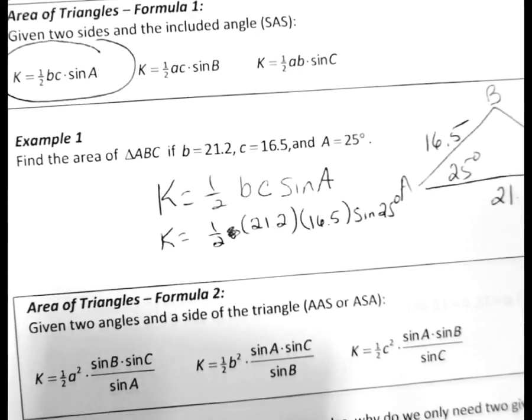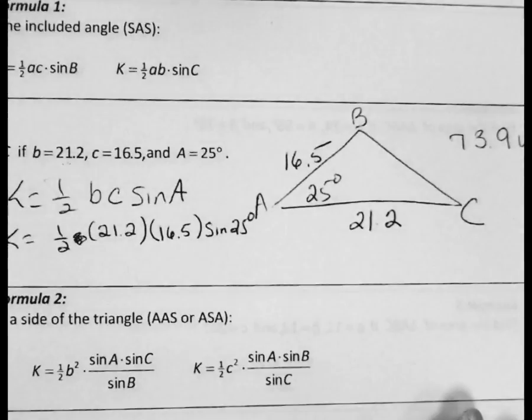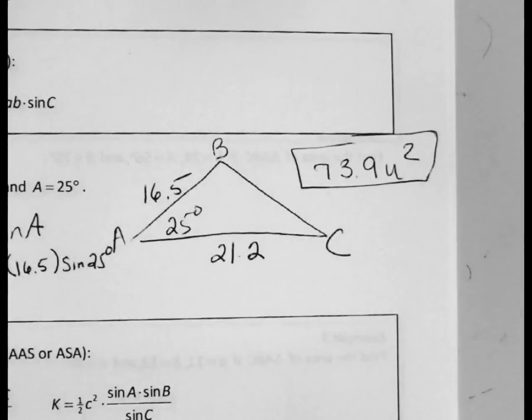All right. Answer is 73.9 units squared. You have to write units squared because it's an area problem. You always write units squared. If they said feet, you would write feet squared. If they said meters, you'd say meters squared.